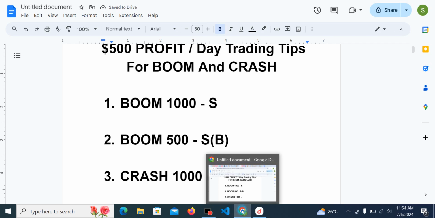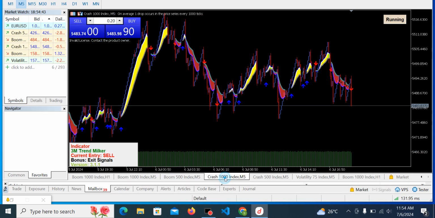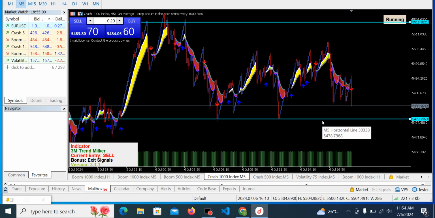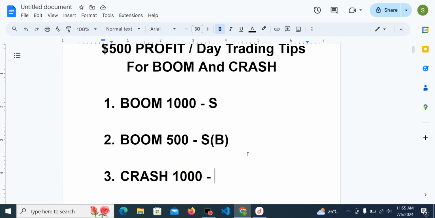So the next asset is going to be Crash 1000. This is Crash 1000. It started a downtrend right from this resistance zone, and of course it got to this region and it played around there for a while. However, this is still more of a selling opportunity than a buying opportunity, most especially once it breaks out below the support zone. So this is still selling at the moment.